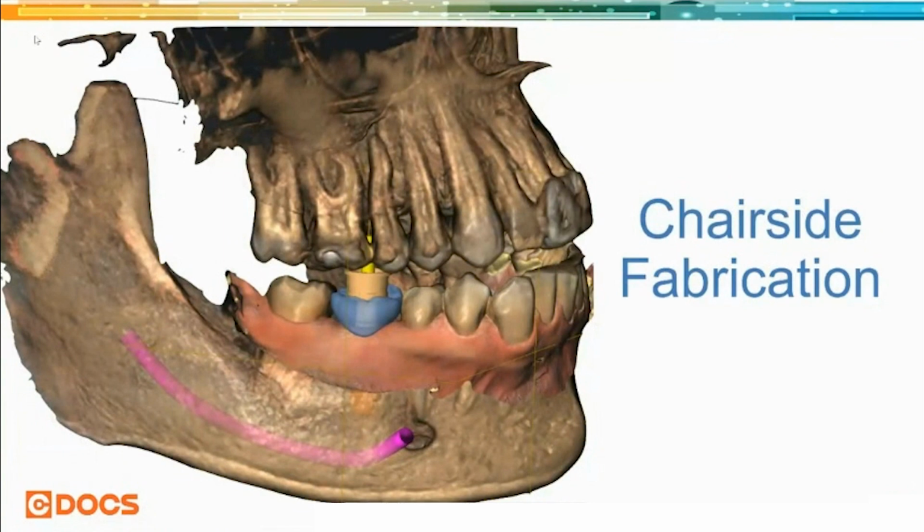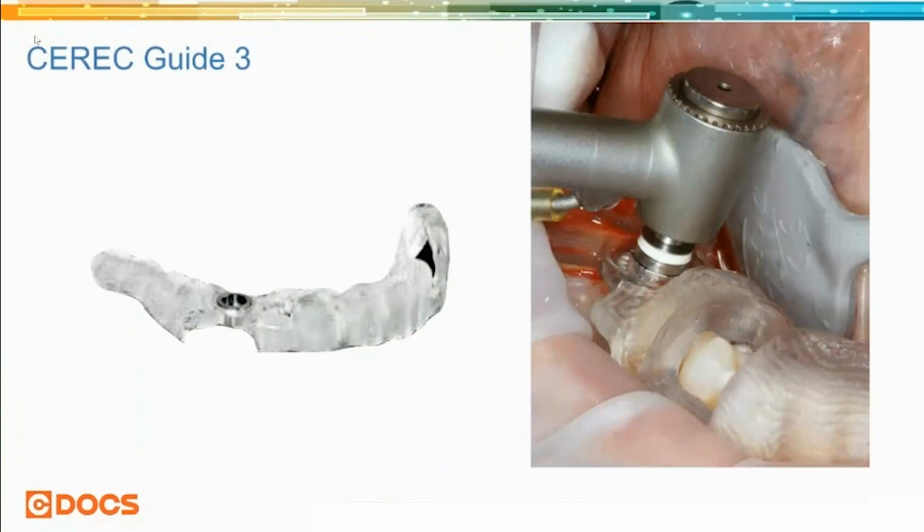And now once that has happened, we can do either chairside fabrication or laboratory fabrication. On the chairside fabrication side, CEREC Guide 3 is specifically for Astra EV implants. This is a great guide. Again, it can be milled or printed same day, depending on what software you have. I do believe for printing, we have the full lab.